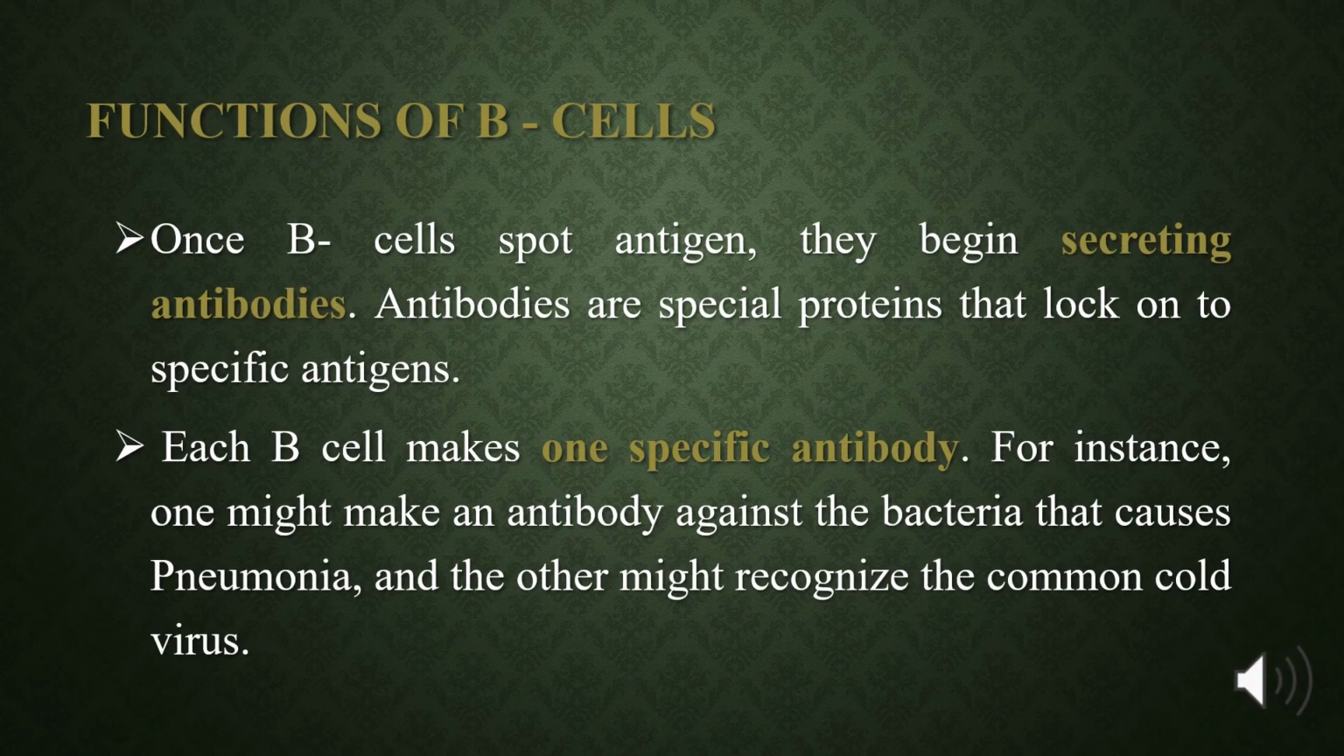Functions of B cells. Once B cells spot antigen, they begin secreting antibodies. Antibodies are special proteins that lock onto the specific antigens. Each B cell makes one specific antibody. For instance, one might make an antibody against the bacteria that causes pneumonia, and the other might recognize the common cold virus.